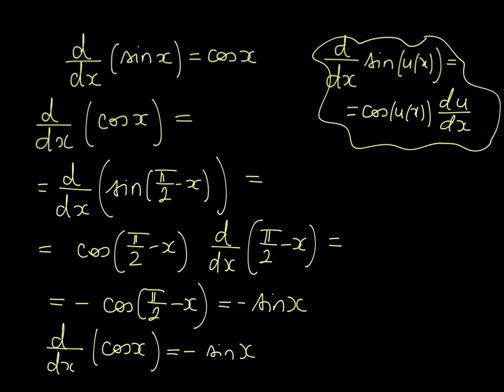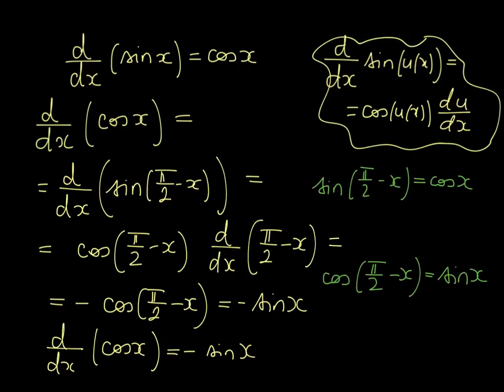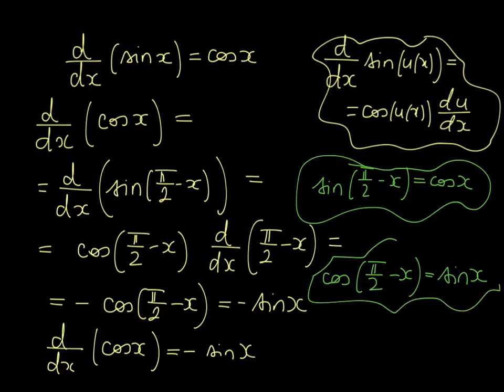Now it's useful to know the trigonometric identities. I use here two of them: sine of pi over 2 minus x is cos x, and cos of pi over 2 minus x is sine x. You can check with your GDC by graphing the derivative of cos x and the function y equals minus sine x, that the two overlap.